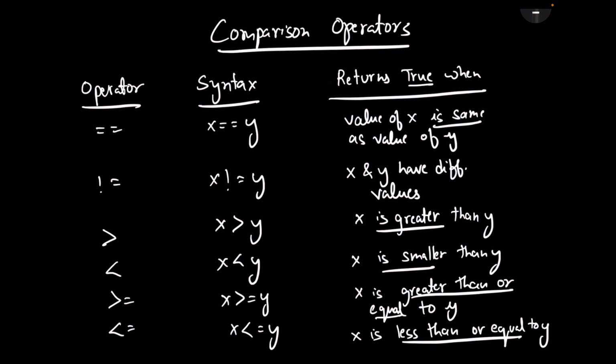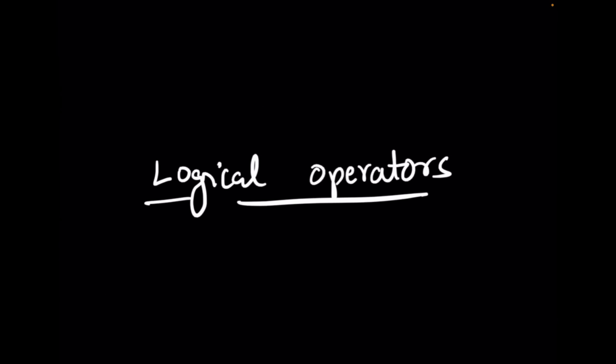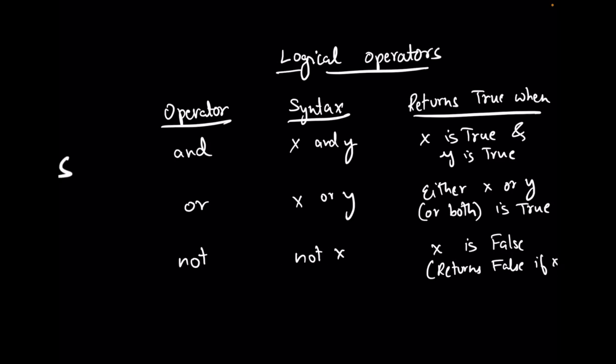Now let's look at logical operators. So logical operators are operators that take in two Boolean values and then perform some kind of a logical operation on them and return another Boolean value. Okay, let's try to understand this through some examples.